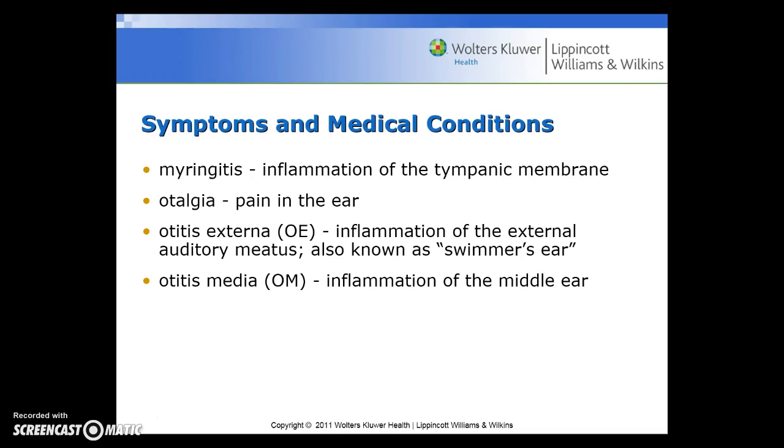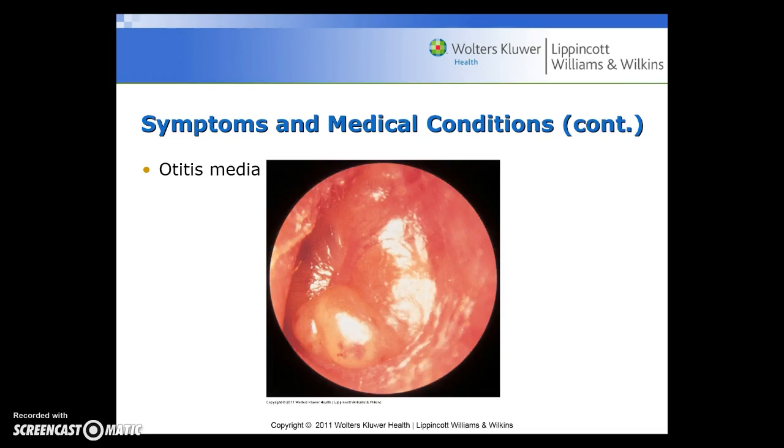Myringitis is an inflammation of the tympanic membrane. Otalgia is pain in the ear. OE stands for otitis externa, and that's the swimmer's ear or inflammation of the external auditory meatus. OM is otitis media, and that's inflammation of the middle ear. Here we can see the red in the otitis media, indicating its inflammation.